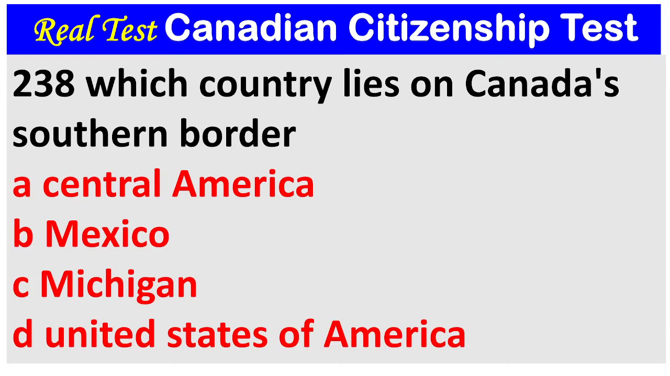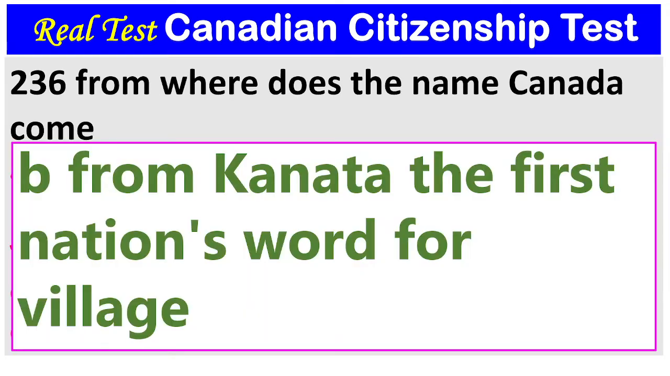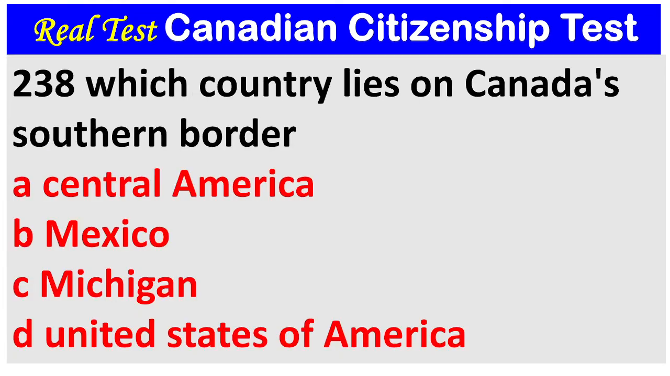Question 237. What are the three main types of industry in Canada? A. Natural resources, manufacturing, and services. B. Mining, services and manufacturing. C. Oil, tourism and manufacturing. D. Fishery, tourism and services. The answer is A. Natural resources, manufacturing, and services.